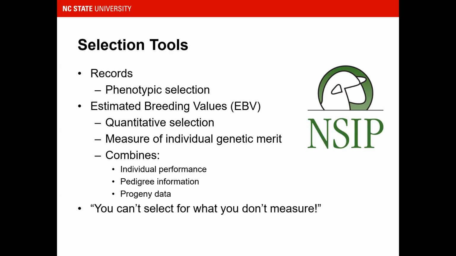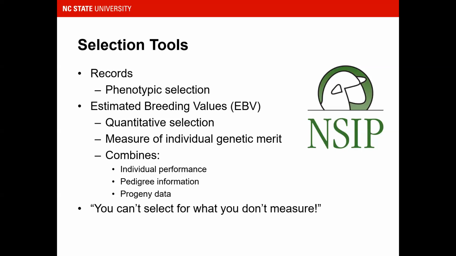Those EBVs are a measure of individual genetic merit for a given trait. It combines that individual performance along with pedigree information like sire and dam performance, grandsire, granddam information, and all their progeny data. So you get a much bigger, much clearer picture of what the true genetic merit is of that individual for a given trait. And the accuracy is so much higher. It's a much better tool to use for selection.